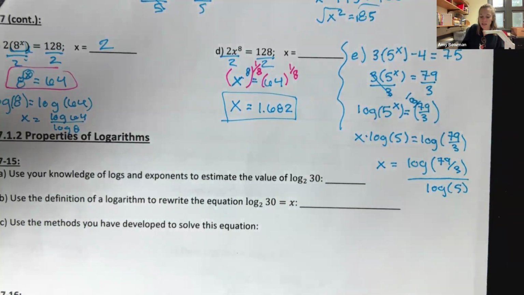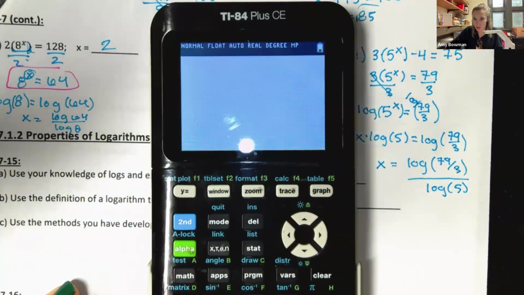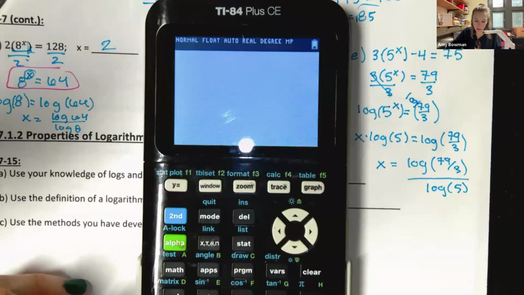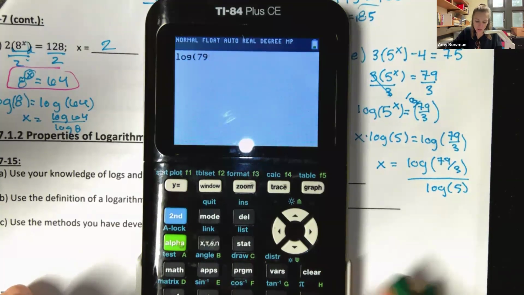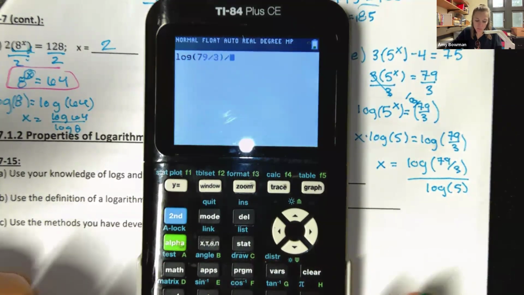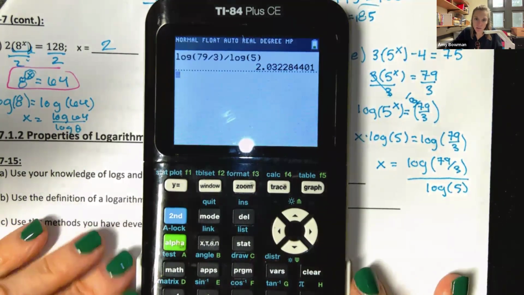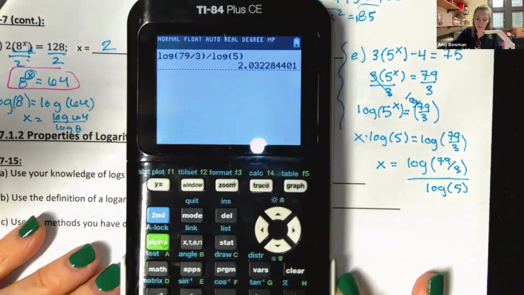So this very last step, that's where we will round. To type that in, just make sure you're careful with your parentheses. We would have log of 79 thirds, end parentheses, divided by log of 5, end parentheses. And then we get our solution, about 2.032.